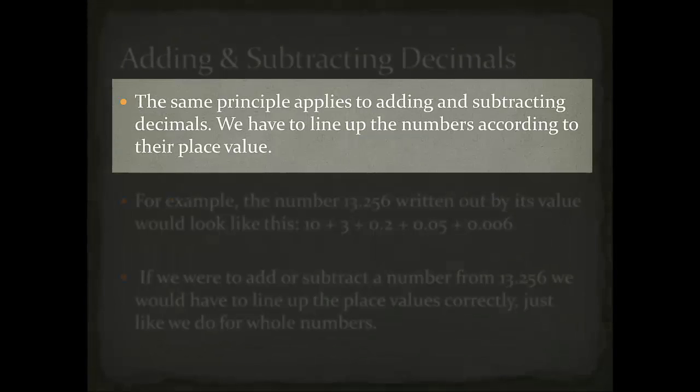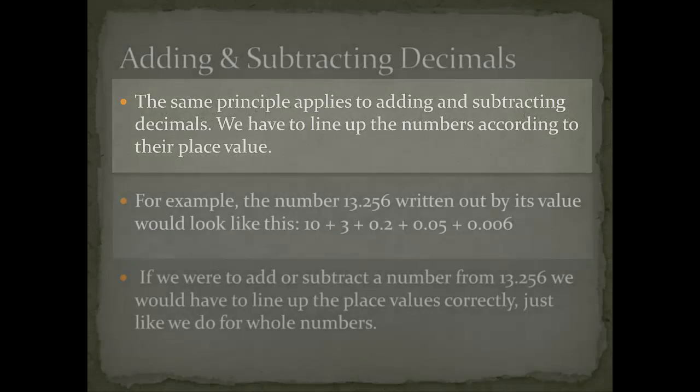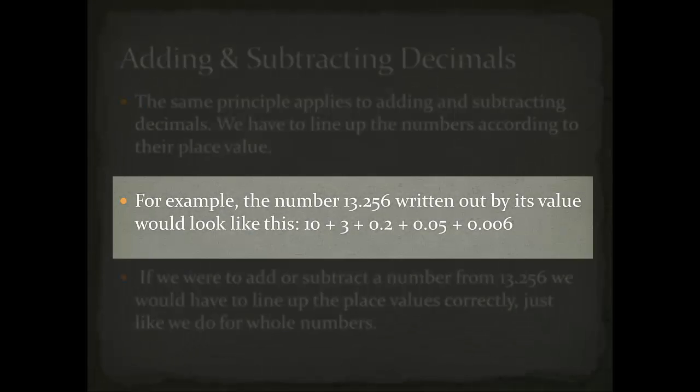So again, the same principle applies to adding and subtracting decimals. We have to line up the numbers according to their place value or we will get the wrong answer. For example, let's look at the number 13 and 256 thousandths. If we wrote it out according to its true value, it would look like this. The 1 has a value of 10, so it would be 10 plus 3 plus 0.2 or 2 tenths plus 0.05 or 5 hundredths plus 0.006 or 6 thousandths. You'll see that my digits in 13 and 256 thousandths are represented by their true value.